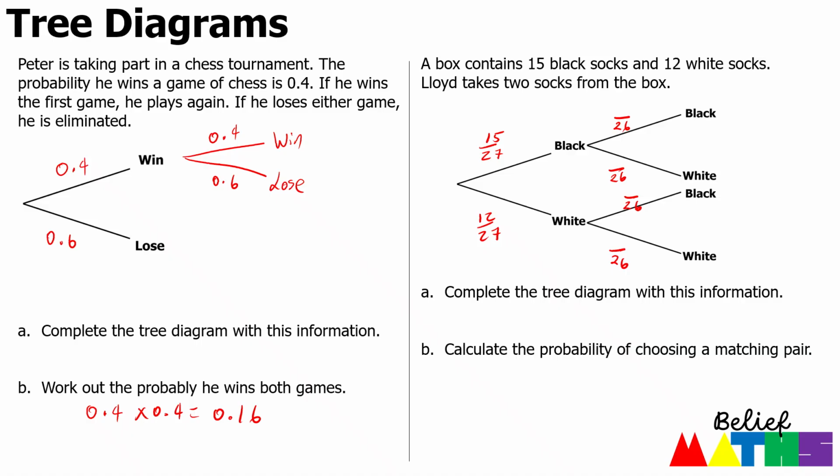And then if I've taken a black out, there's only 14 of those left and 12 of those left. But if I restart and take a white out, that means there's 11 white left and I'm back to 15 black. Then it says work out the probability that he chooses a matching pair. Well, that's 2 blacks. So that's 15 over 27 times 14 over 26. And that gives us 35 over 117.